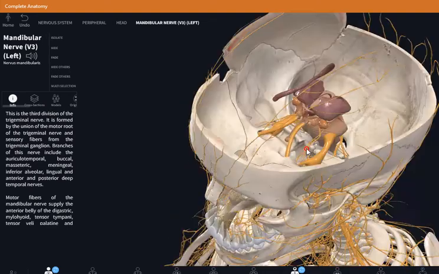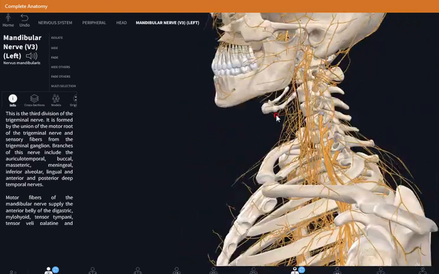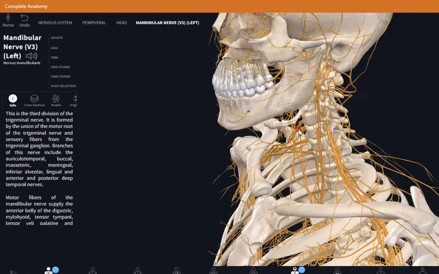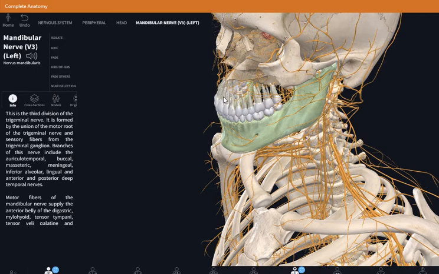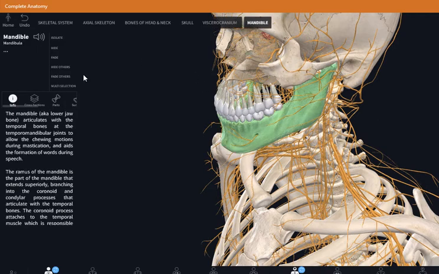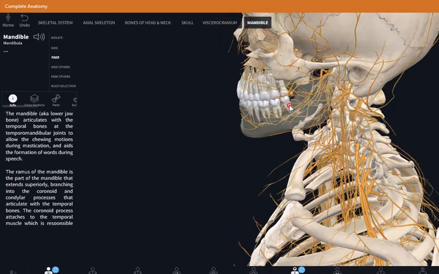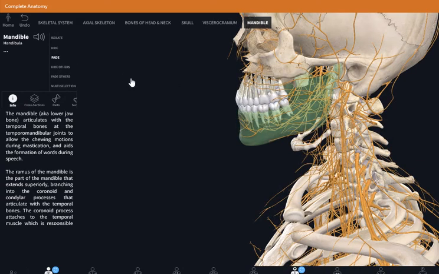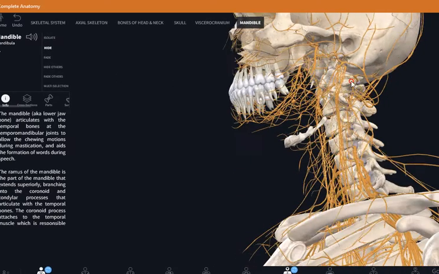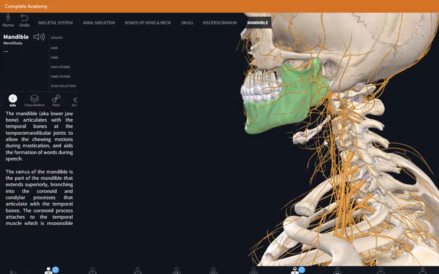So, maxillary nerve, let's start. With the maxillary nerve, we can see this position. If you want to see the maxillary nerve, you need to open through to visualize through the mandible. So I will hide the mandible for us to visualize. If you hide the mandible, let's place back the mandible, but we fade it.